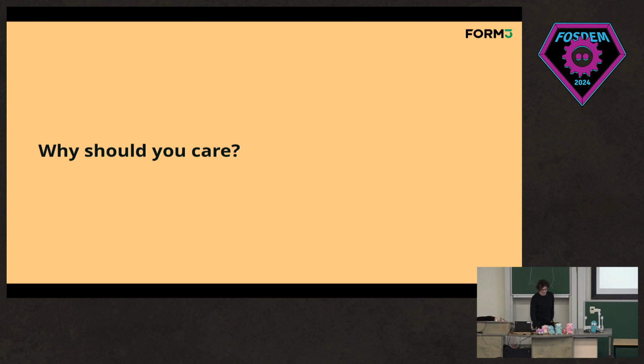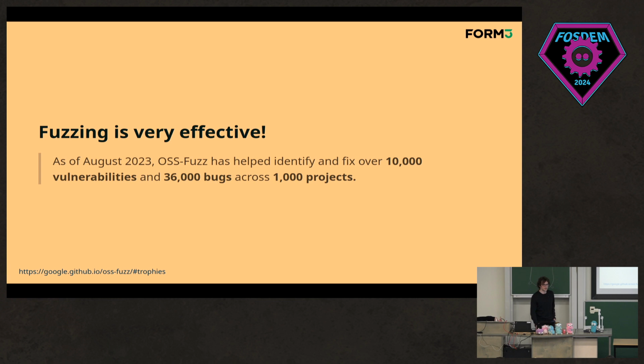Why should you care? There's an OSS-Fuzz project. Who is familiar with this? Cool. This is a platform that gives open source projects compute resources to run fuzz tests continuously. There are about 1,000 projects in there, and within 6 or 7 years, it has found 10,000 vulnerabilities and 36,000 bugs. If you do simple maths, that's 10 vulnerabilities per project and 36 bugs per project. So this seems like an effort that's worth investing in.